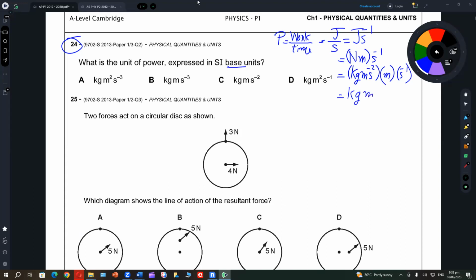kg, there are two m's, m square, s minus 3. So the majority of people are finding it. The answer is A.